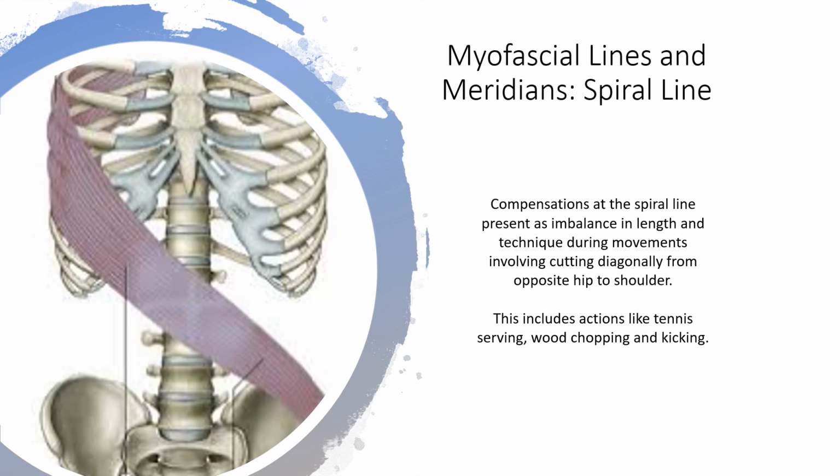Compensations at the spiral line present as imbalances in length and technique during movements such as cutting diagonally from opposite hip to shoulder, as I've just given the examples of a wood chop. This also includes things like kicking.